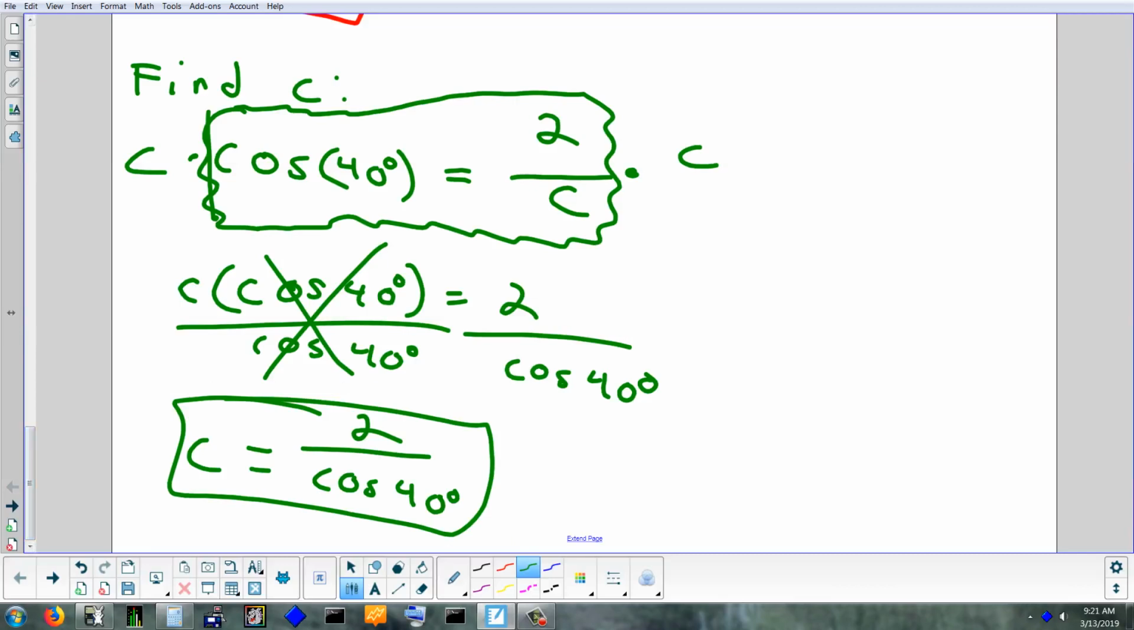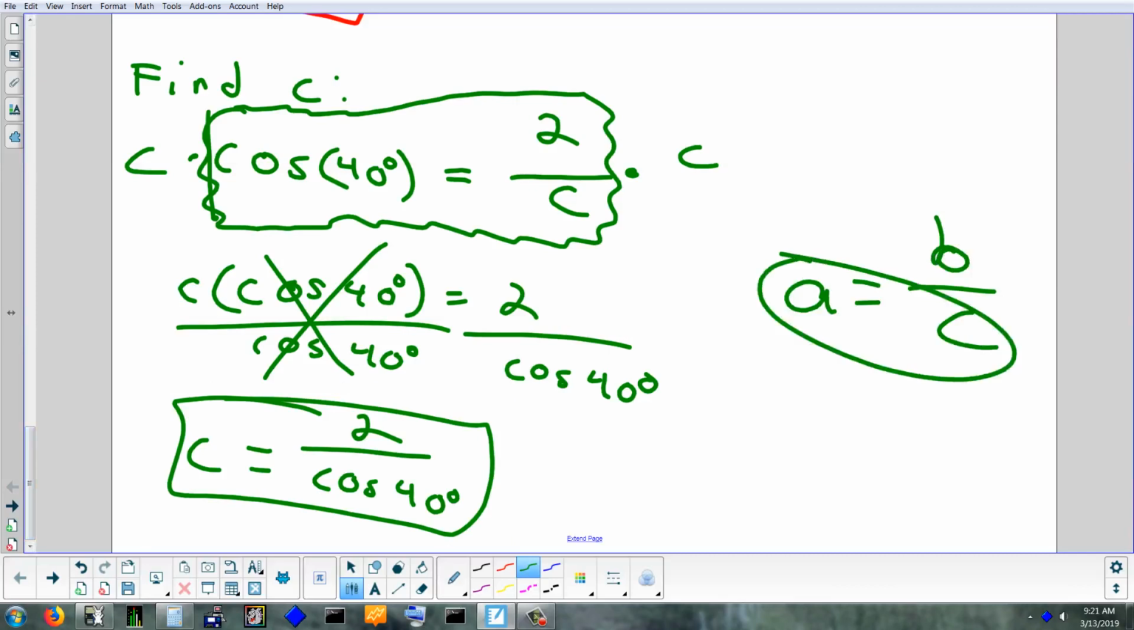Switch the cosine to C. Yeah, all that happened was the C and the cosine 40 switched places. You can always do that. If you have a problem like that, where you have one thing on one side and a fraction on the other, you can always just switch these two things. That always works. So C equals B over A. You can always switch them.